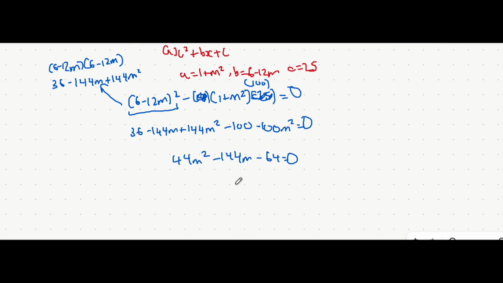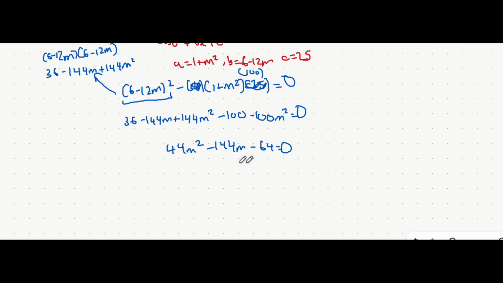Before you solve this, you might have realized all 4 of these are multiples of 4. So we can divide through by 4. And that helps simplify things quite a lot. So 44 divided by 4 is 11m squared. Minus 144 divided by 4 is 36m. And 64 divided by 4. Sorry, my mental maths has gone horrible. This expression here.